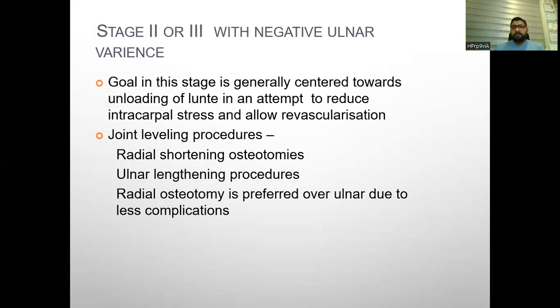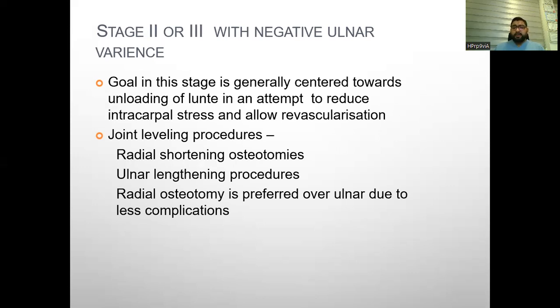For stage 2 or 3 with negative ulnar variance, in this the ulnar variance is negative. So the goal in this stage is generally centered towards unloading of the lunate in an attempt to reduce the intercarpal stress and allow revascularization. So we do joint leveling procedures in stage 2 or 3 with negative ulnar variance.